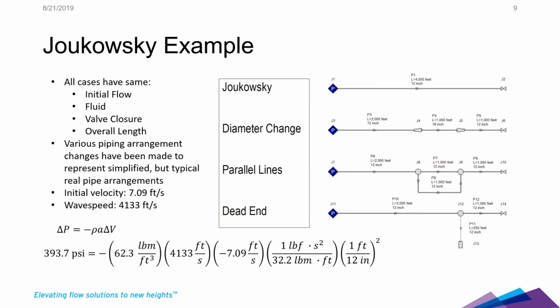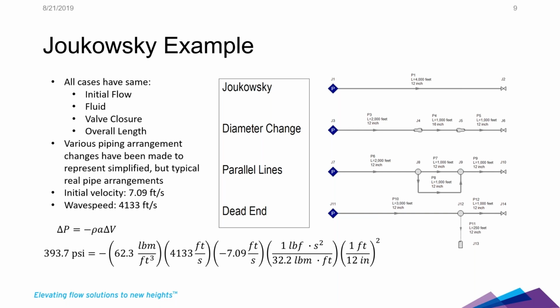Okay. So first example is looking at Joukowsky. We have 4 different cases. They're all going to have the same initial flow, fluid, valve closure, and overall length. Various piping arrangement changes have been made to represent simplified but typical real arrangements. I list out the initial velocity and the initial wave speed there, show the Joukowsky equation, and calculate the delta P.